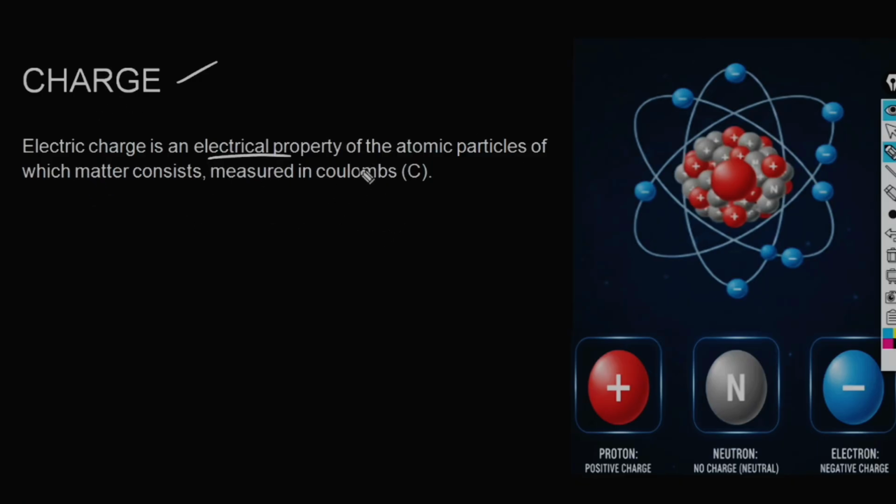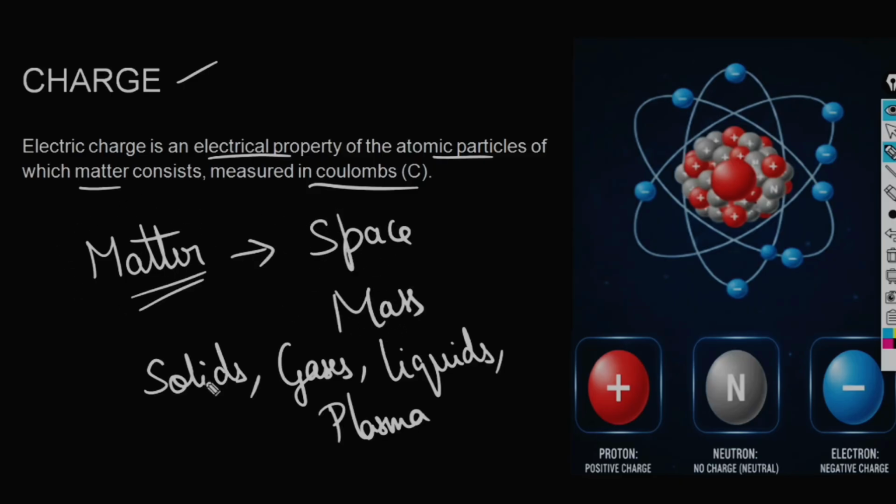electrical property of atomic particles of matter and it is measured in coulombs. So what exactly does that mean? To understand this, let's discuss what do you mean by a matter. A matter is anything which occupies space and has some mass. All solids, gases, liquids or even plasma that we have studied about comes under matter itself.